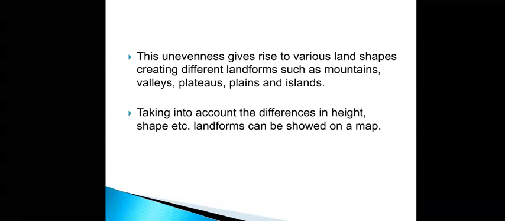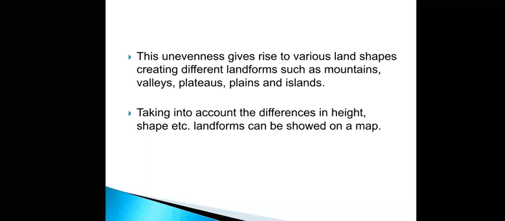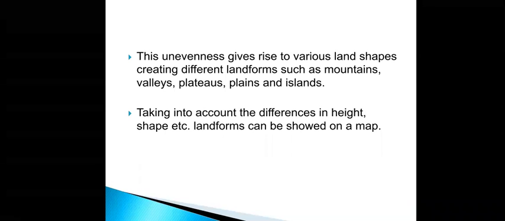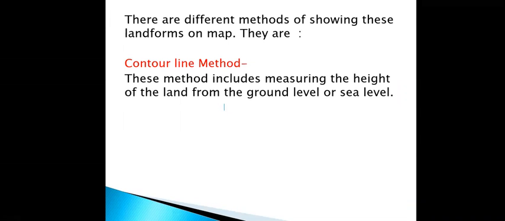Taking into account the differences in their height, shape, etc., various landforms can be shown on the map. There are different methods of showing these landforms on a map. So we'll now take a look at some of these methods. The first method which we are going to see is the contour line method. This method is used to show the unevenness of landforms on a map.